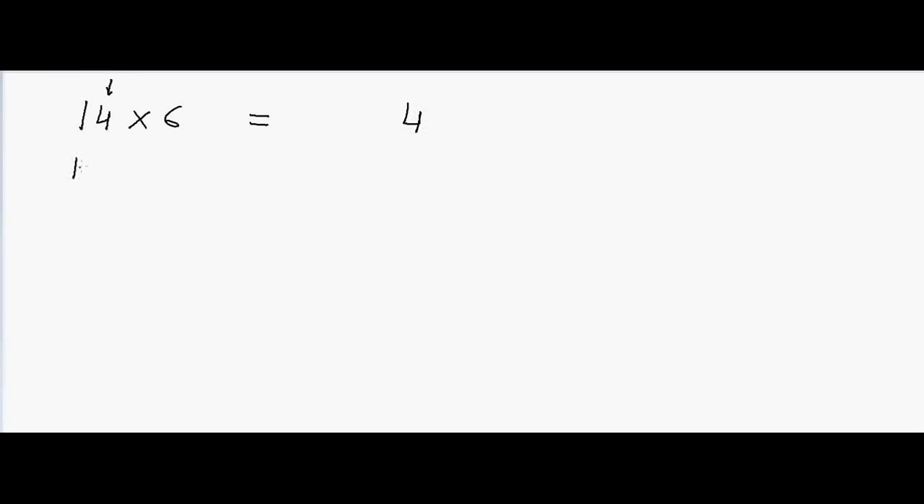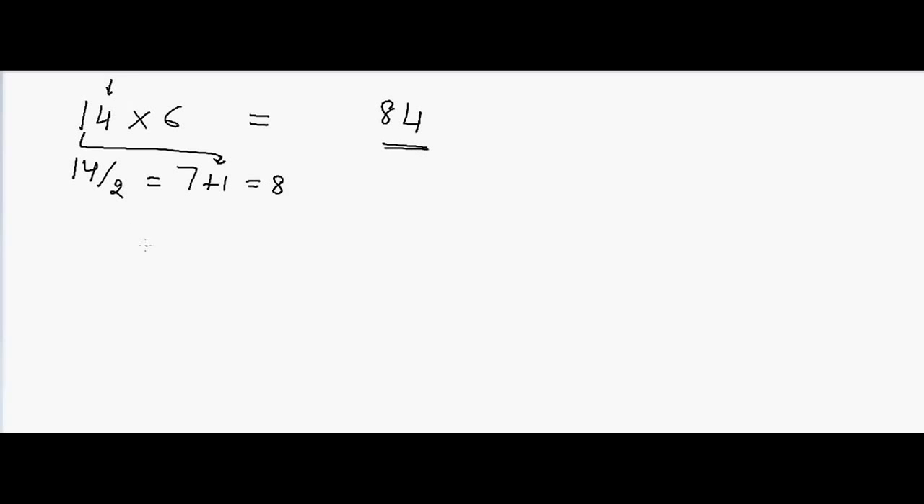And then what I'll do is I'll take half of this number. So half of this number is 7. And then I'll take the first digit and add it to the 7. So that will be equal to 8. So my answer will be 84.